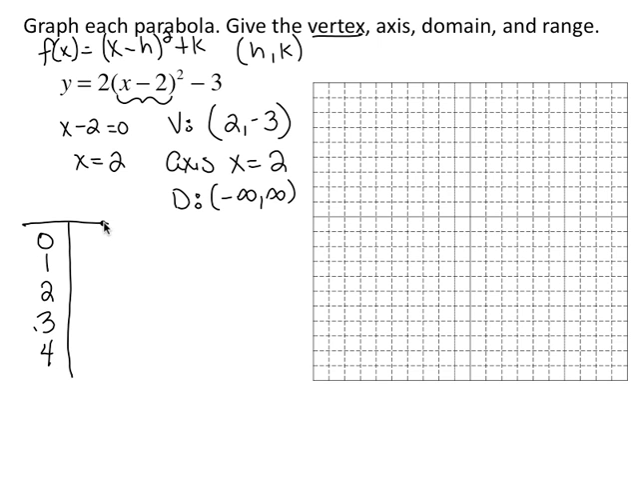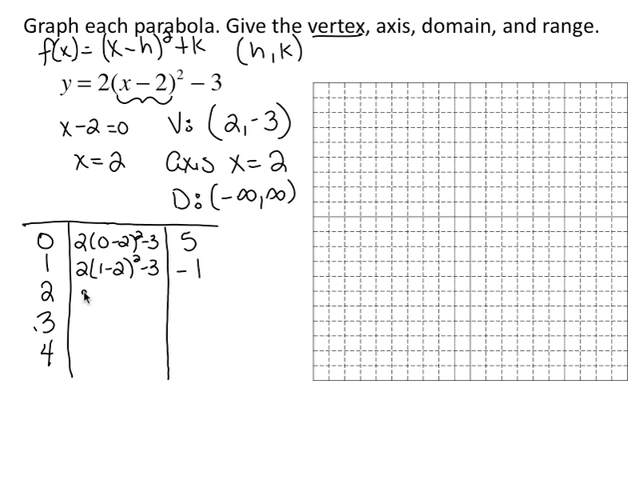So I'm going to plug these numbers into my equation and come up with my y value. So I have 2 times 0 minus 2 squared minus 3. So 0 minus 2 is negative 2. Negative 2 squared is 4. 4 times 2 is 8. And 8 minus 3 is 5. The next one's going to be 2 times 1 minus 2 squared minus 3. So 1 minus 2, that's negative 1. Squared, that's equal to 1. 1 times 2 is 2, and 2 minus 3 is equal to negative 1.